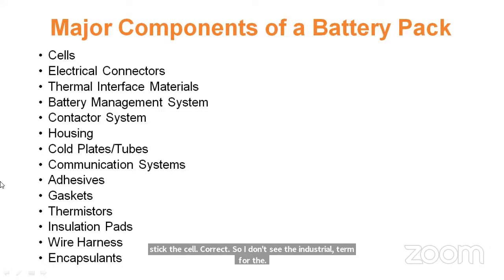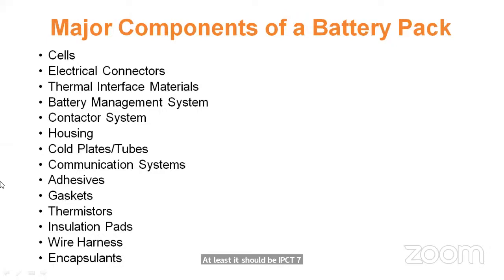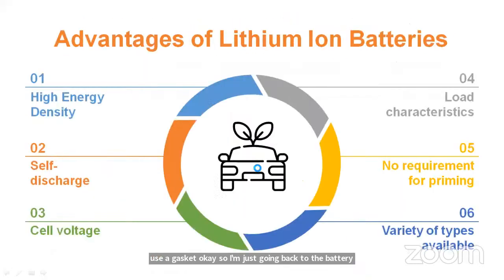Gaskets. Each and every battery pack should be IP67 rated. At least it should be IP67 rated. This is the industrial, government compliance, right? To make it IP67, whenever there are two adjoining surfaces, there we use a gasket. I am just going back to the battery pack, adhesive and gasket. I will explain in more detail.